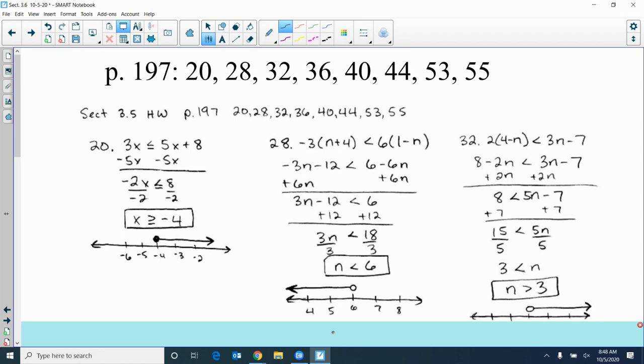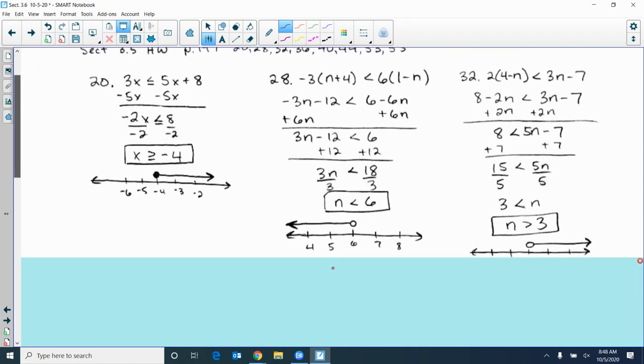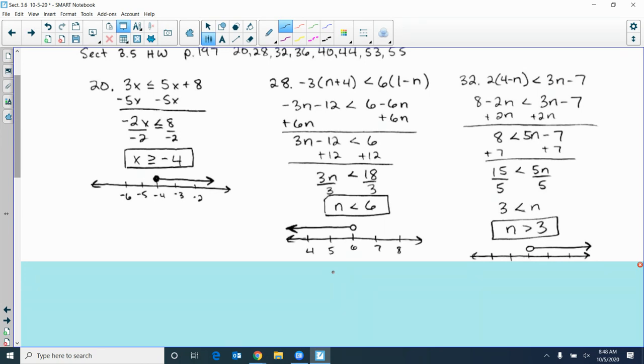For 28, I got n is less than 6 for my final answer. And for 32, I got n is greater than 3. You're going to just have to go to Canvas and get the rest of those, so you have time to just copy those. So for 32, again, n is first. You got to write that.